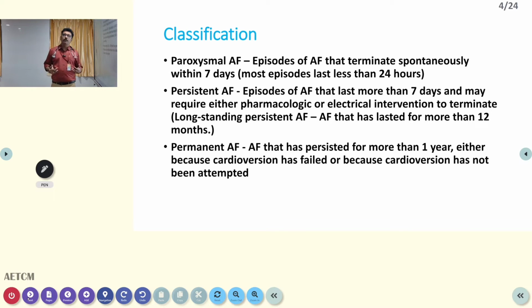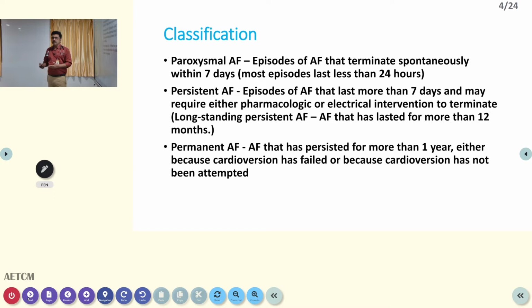Paroxysmal, the word meaning is spontaneous or sudden. So, episodes of atrial fibrillation that start suddenly and within 7 days mostly disappear. In most cases, it will be less than 24 hours. Persistent means episodes of atrial fibrillation lasting more than 7 days, which may require either pharmacological or electrical intervention to stop the atrial fibrillation.